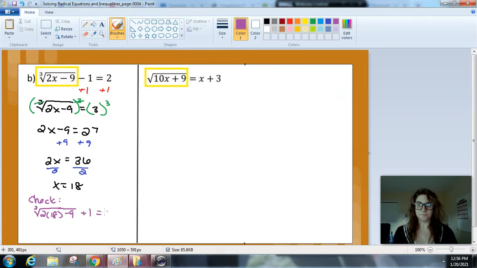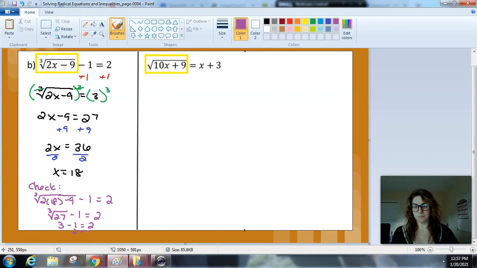And it's just a matter of simplifying it. So I would do the inside. 2 times 18 is 36. 36 minus 9 gets me the cube root of 27. All right. Oops. It should be -1. And then cube root of 27 is 3. 3 minus 1 is 2. 2 equals 2. I run out of space. It does work out. Okay, so I do know that this is my answer.